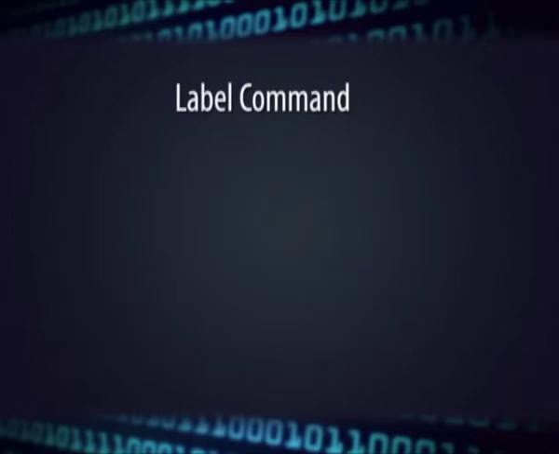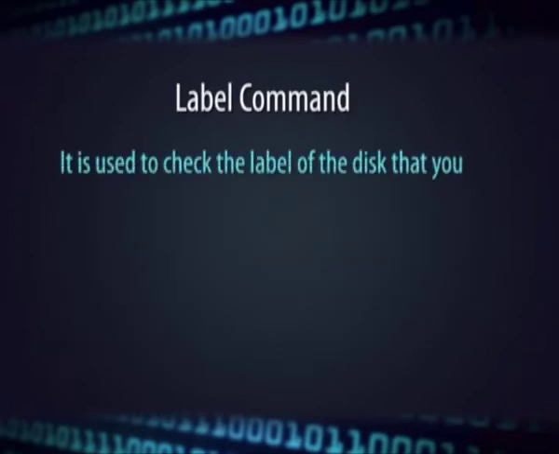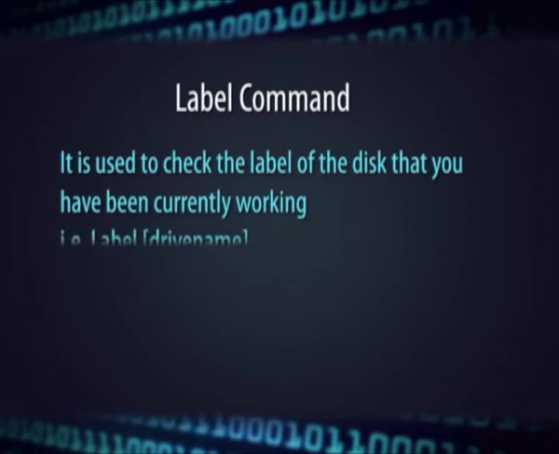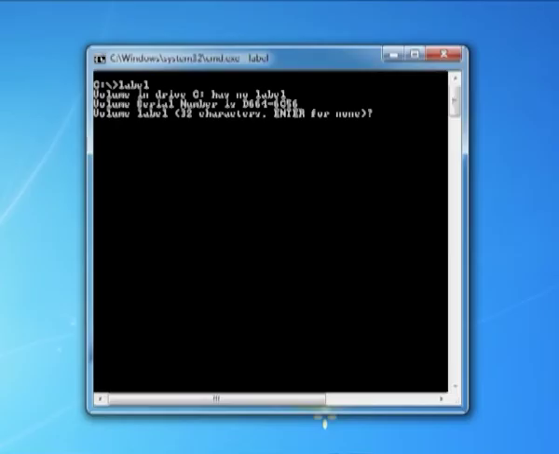The label command. It is used to check the label of the disk that you are currently working on, that is, label drive name. For example, C prompt label will show details of the drive with label and also provides an optional choice to set or change the label.